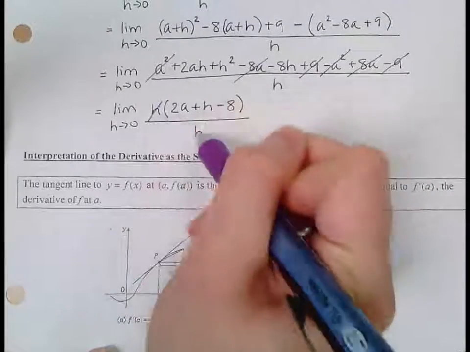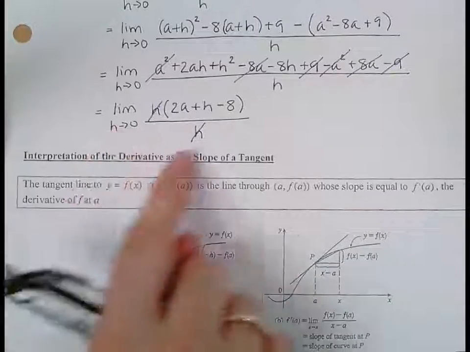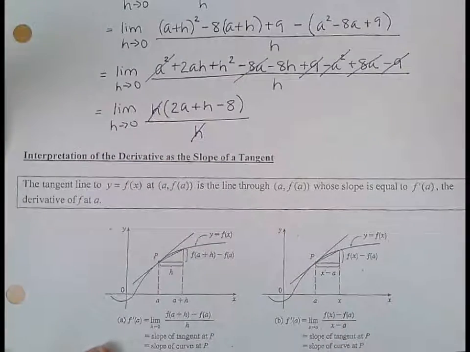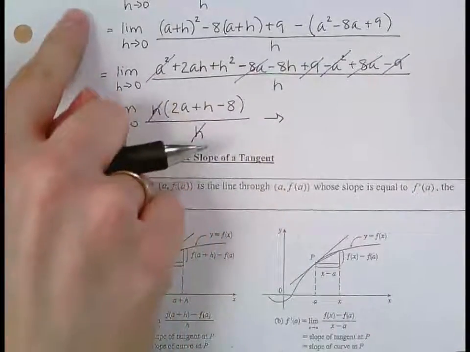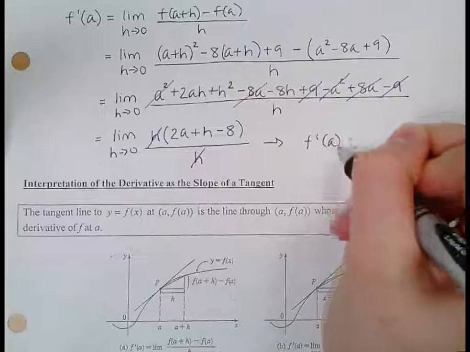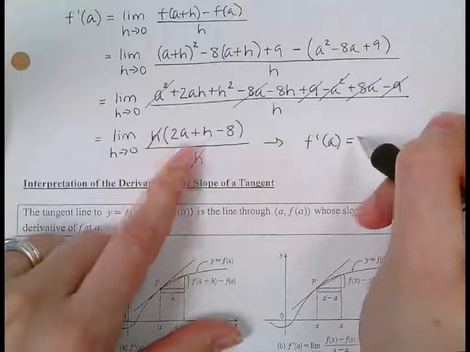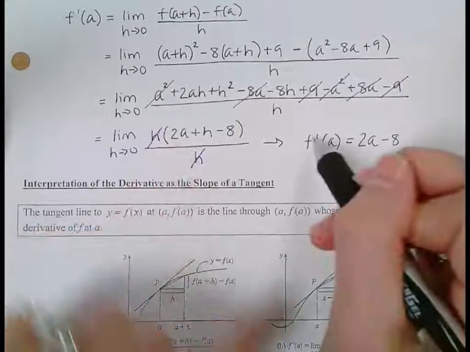The h's then cancel out, and that means that I can now substitute in 0 for any remaining h's. And this means I'm going to go back and actually write the f prime of a in front of it. So f prime of a is equal to, if I replace h with 0, I still have 2a minus 8.